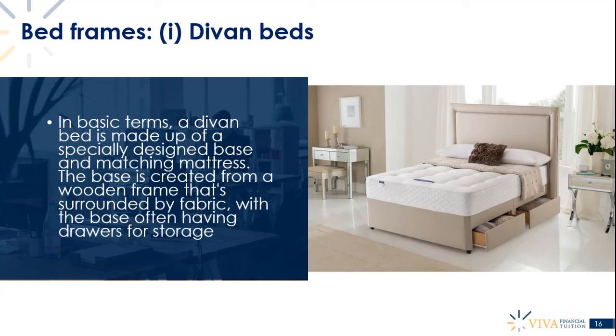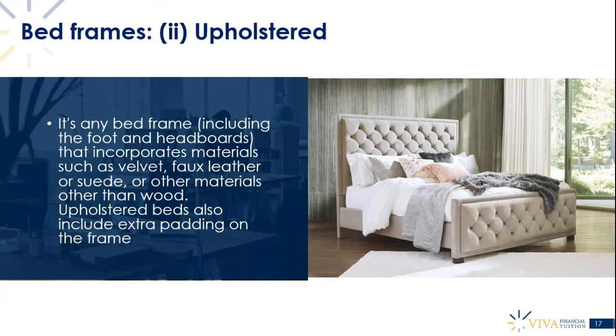The second type of bed then that was mentioned in the pre-seen document was the upholstered bed. And you can see here on the right a nice example of what an upholstered bed looks like. It's any bed frame, including the foot and headboards, that incorporates materials such as velvet, faux leather or suede, or other materials other than just the wood frame. Upholstered beds also include extra padding on the frame. You can see at the headboard and the footboard there is extra padding, and it makes it look more luxurious and plush and more comfortable and appealing as well.